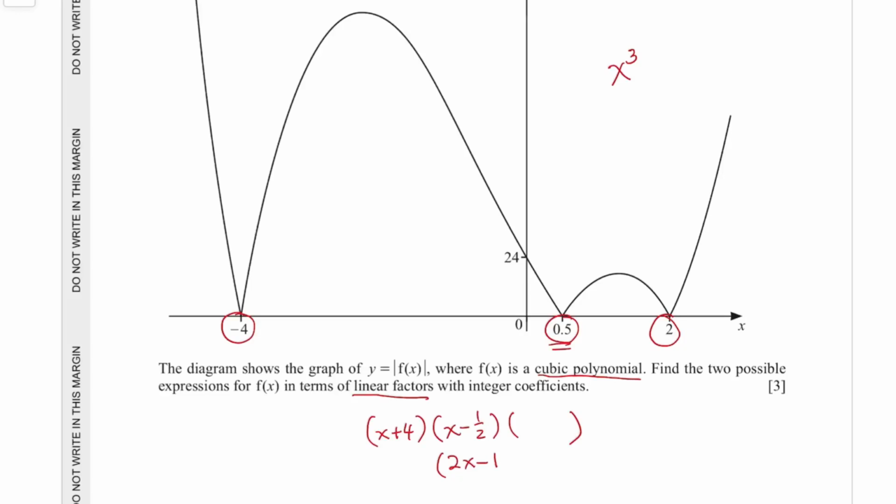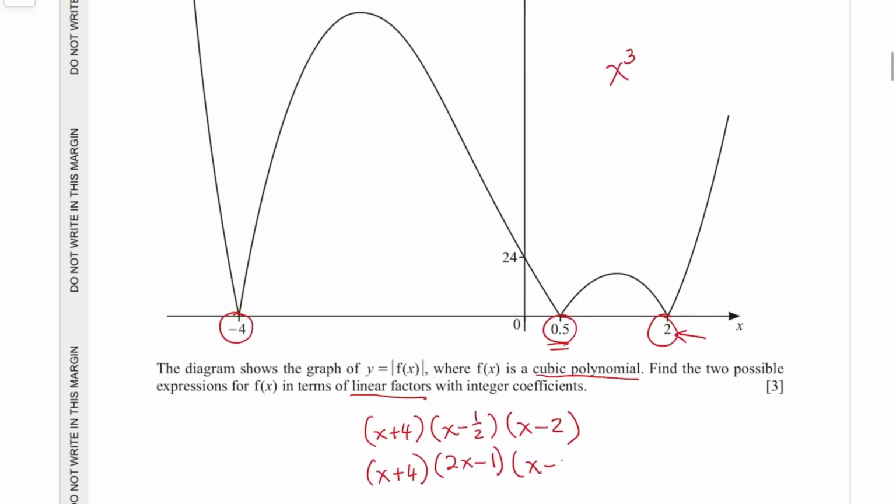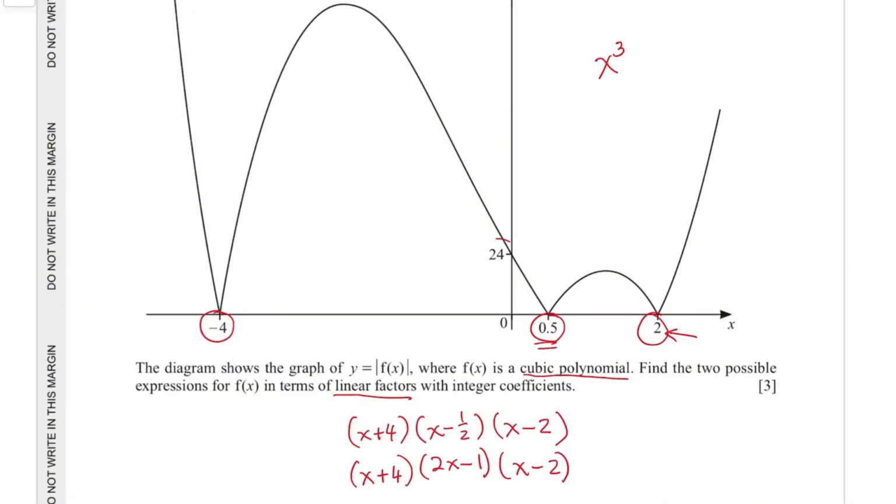So we don't have any changes on the first one. It is x plus 4. The second one can be written as 2x minus 1. And the third one with the root at 2 would be x minus 2, and there is no change on that one. Now you just need to think, because the y-intercept is at 24, you are expecting the number without any x, which is a constant, to be 24.